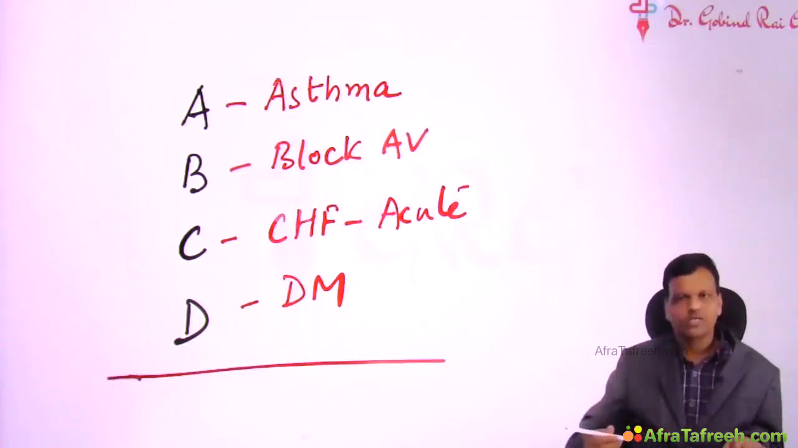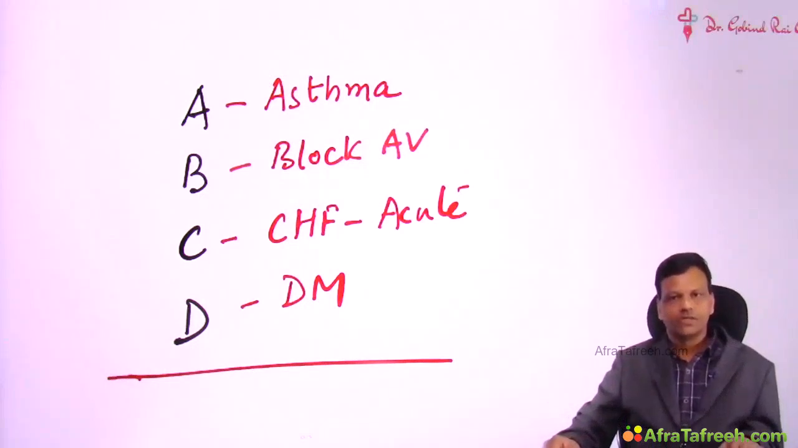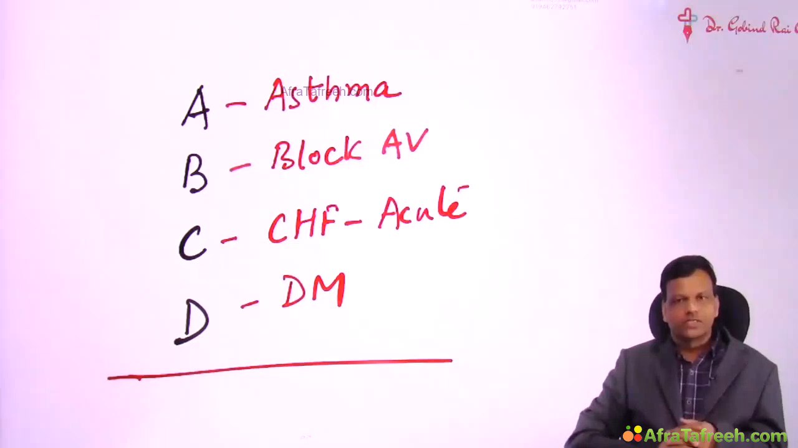So these are the important points regarding the beta blockers also. That means we have completed the topic of autonomic nervous system.